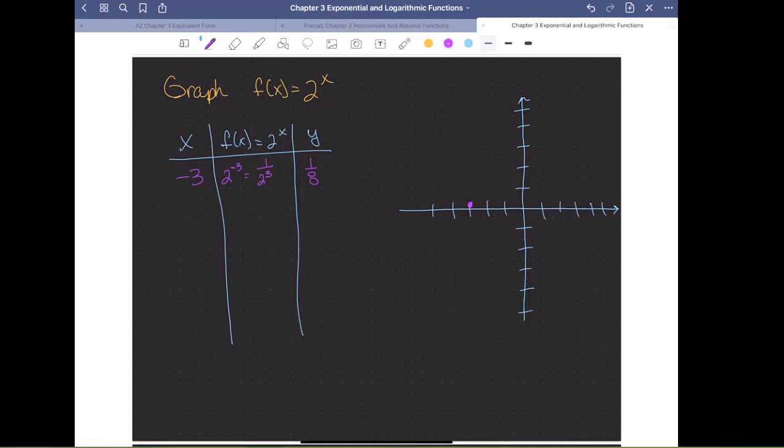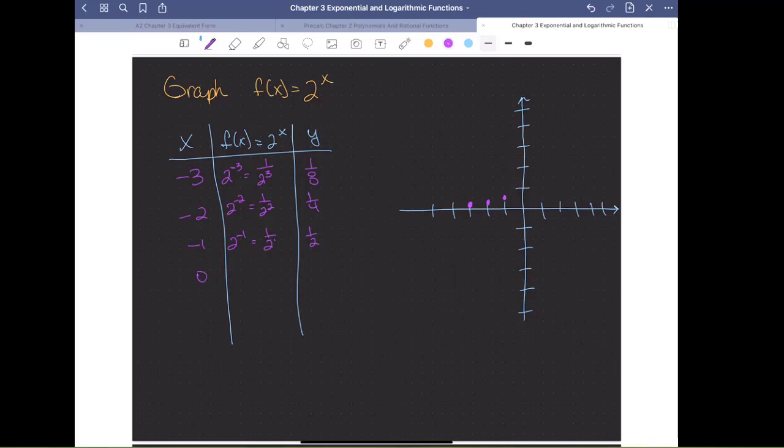So then let's try -2. 2 to the -2. My exponent is negative, so I have to do the reciprocal. So that's 1 over 2 squared, and 1 over 2 squared is going to give me 1/4. So at -2, I'm at a 1/4, so I'm up a little bit, right? What happens when I put in -1? 2 to the -1. Negative exponent, I have to do the reciprocal, so 1 over 2. If you want to put a little 1 there, you can. And that's going to give me a half. So at -1, I'm at a half. Hey, I'm growing, I'm getting there.